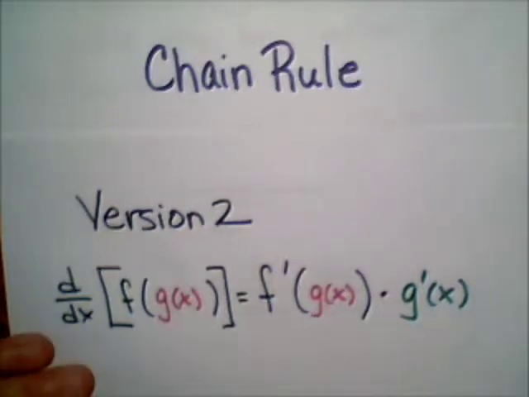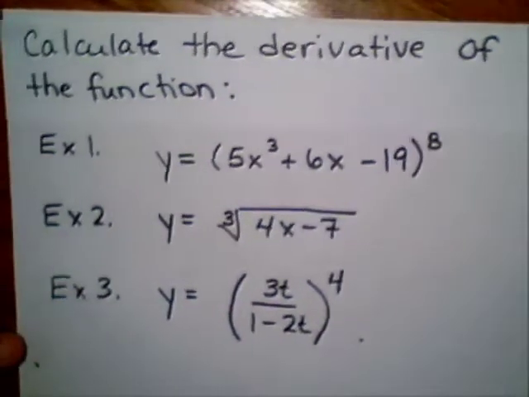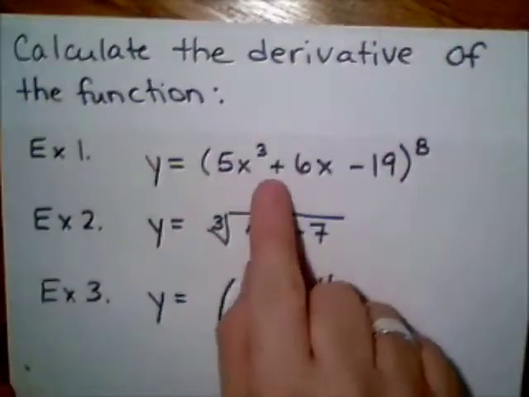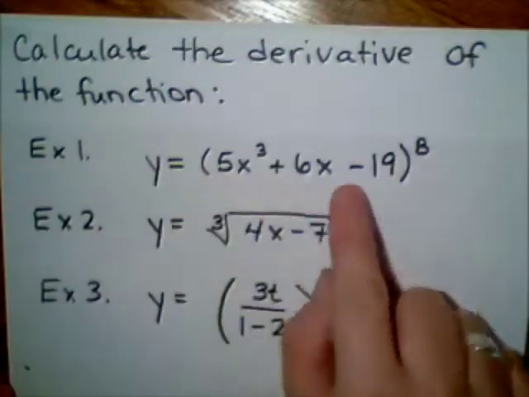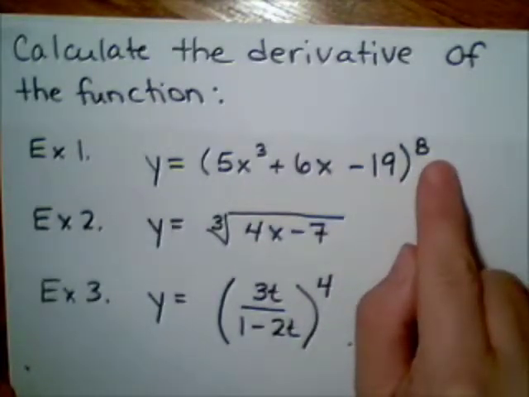Okay. The 3 examples we're going to look at, I'll show you here ahead of time in case you want to just write them down. Maybe you want to pause, jot them down for later. Example 1 will be a composition of a polynomial and a power. So it's this polynomial to the 8th power.